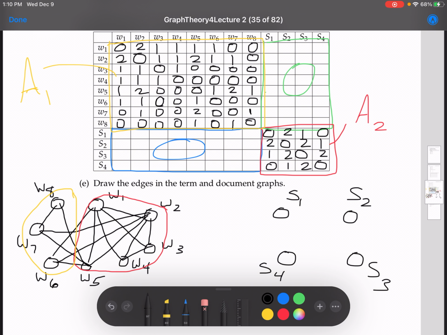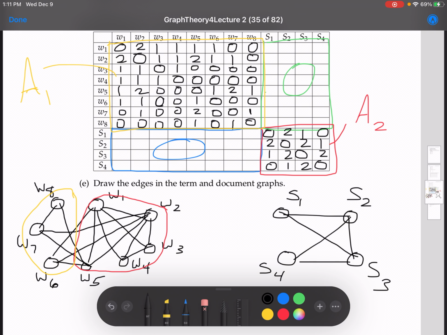Now let's go with the sentence graph. S1 is with S2 and S3. S2 is with 3 and 4. S3 is with S4. And S4 is with 2 and 3. Okay. Right, you can see it.